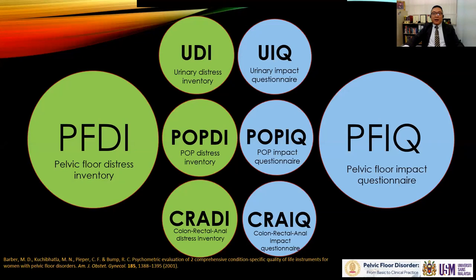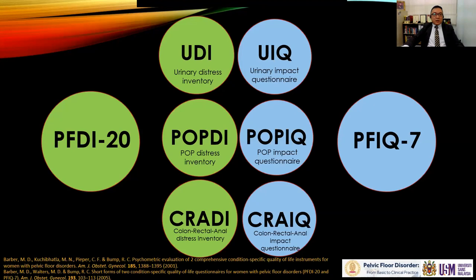travel, and emotional health. However, these questionnaires are quite heavy laden. They consist of 46 items for the pelvic floor distress inventory and 93 items for the pelvic floor impact questionnaire, which requires about 23 minutes or roughly 30 minutes for completion. So the same group of authors came up with shorter versions or short forms, which they shortened to 20 questions and 7 questions. This is a fairly good tool for you to use to assess pre and post treatment.